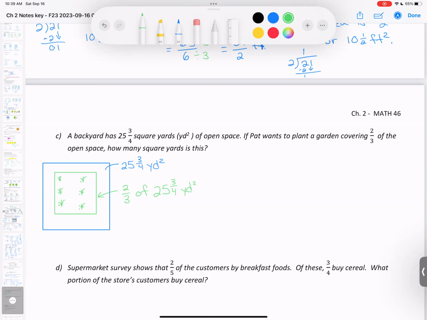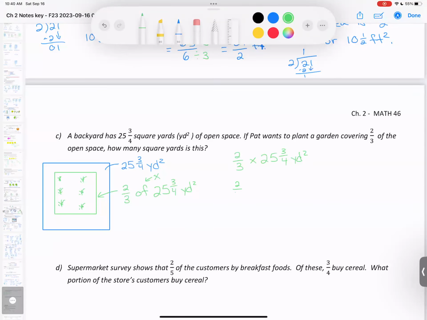So if we're trying to find 2/3 of this 25 3/4, that "of" is kind of like a multiplication symbol. So what we're really looking for is 2/3 times 25 3/4. Remember, if you multiply something by 2/3, you're going to end up with a smaller answer. So our answer is going to be less than 25 3/4. Okay, so let's multiply these fractions together.